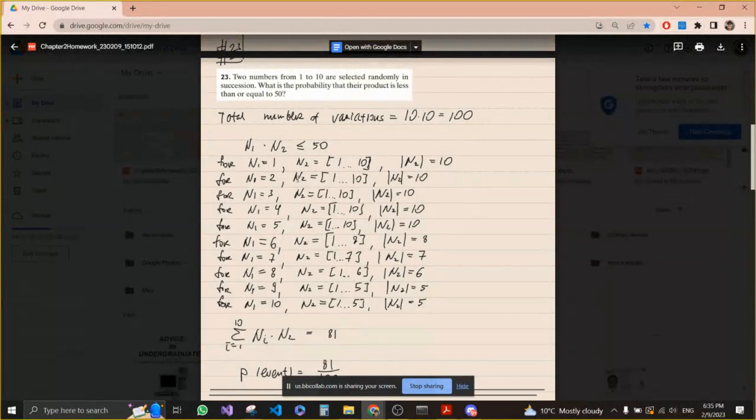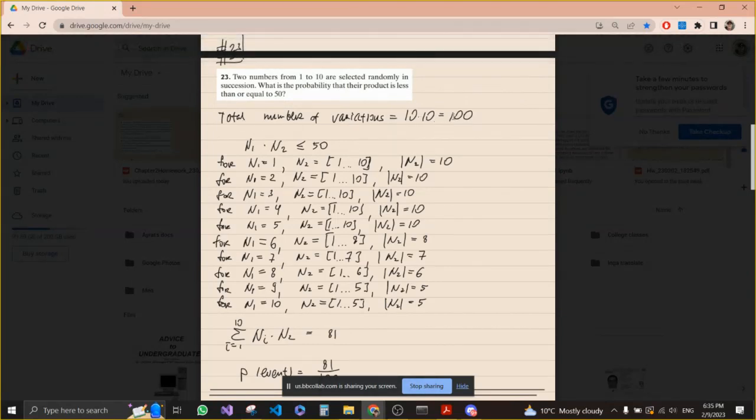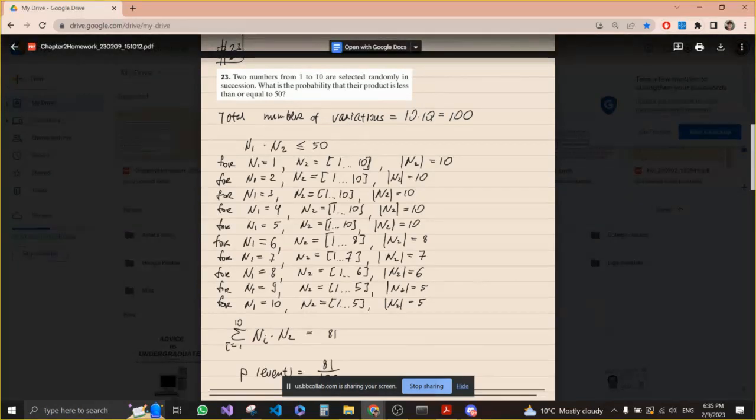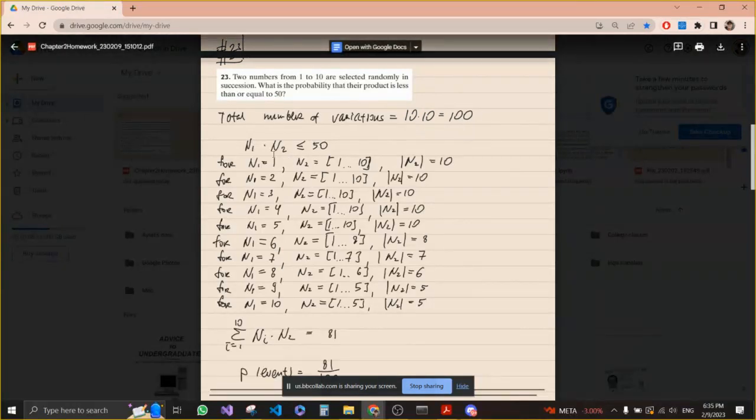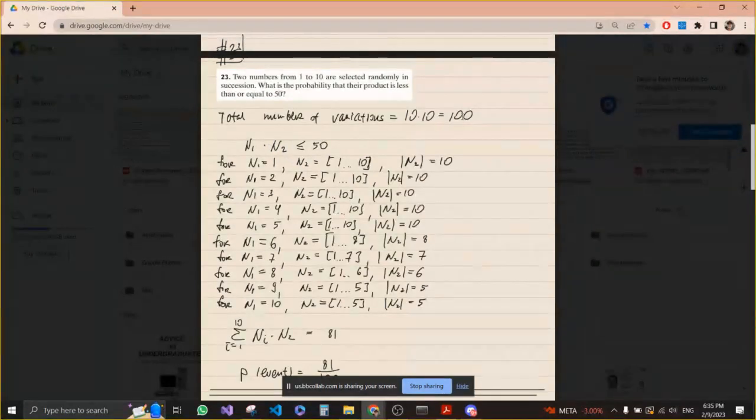Okay, question number 23. Two numbers from 1 to 10 are selected randomly in succession. What is the probability that their product is less than or equal to 50? Okay, if we have two successive numbers from 1 to 10, the total number of variations is 10 multiplied by 10, because the first number could be from 1 to 10 and the second number can be from 1 to 10. So the total number is equal to 100. We mean the sample space. Let's try to use the statistic terms. Yeah, sample space is 100.